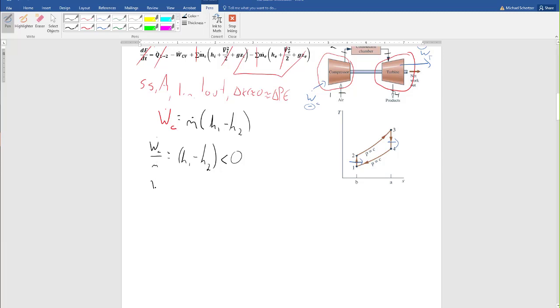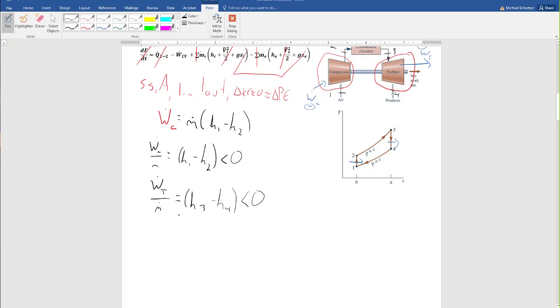I'm going to do the same thing with the turbine. I'm going to get the same answer because I made the same assumptions. So this is also going to be m dot times h in minus h out. But h into the turbine was state 3, and h out of the turbine is state 4. So this one is going to be h3 minus h4, going to be less than 0.